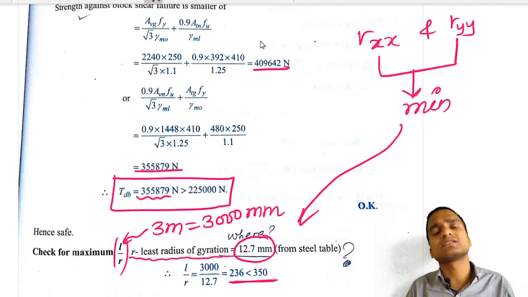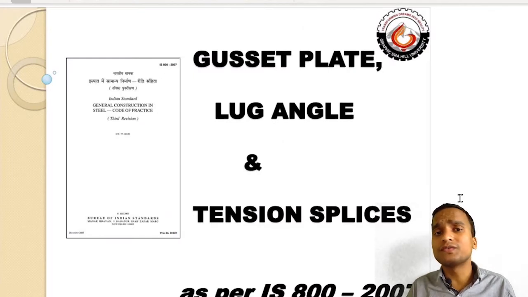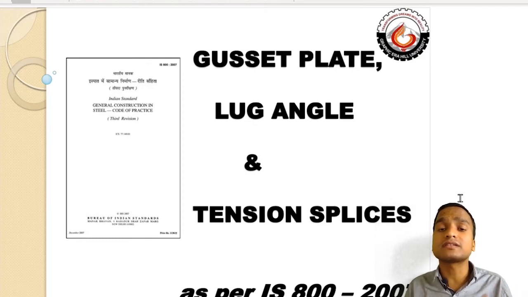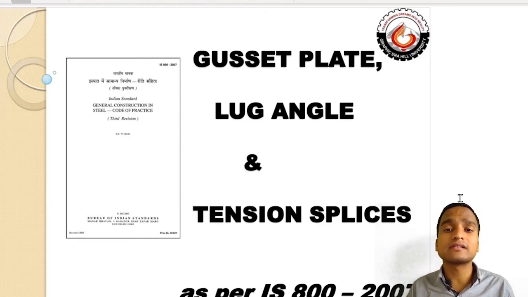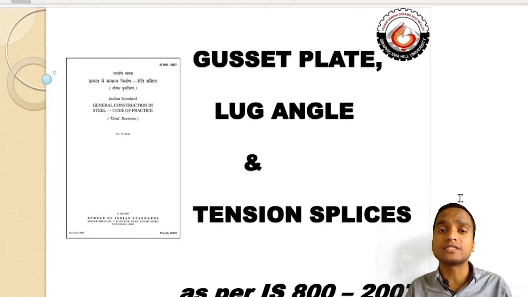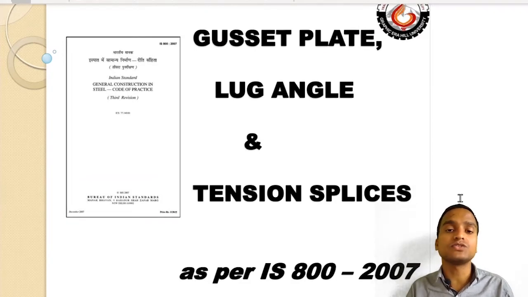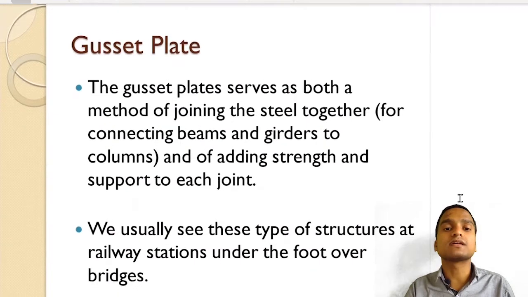Of course, design is more complex than the analysis, but it's not very difficult. Okay, and in course of design of tension members, we also use different elements like gusset plate, lug angles and tension splices. So what are these elements which we also use as a subsidiary element in tension members? So let us discuss each one of them, and the first one is gusset plate.